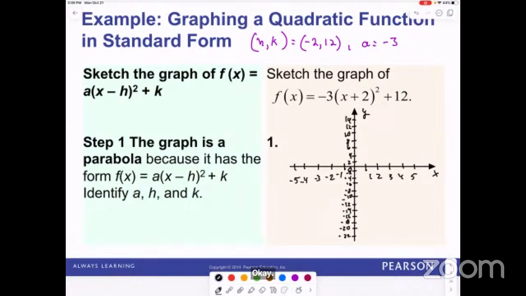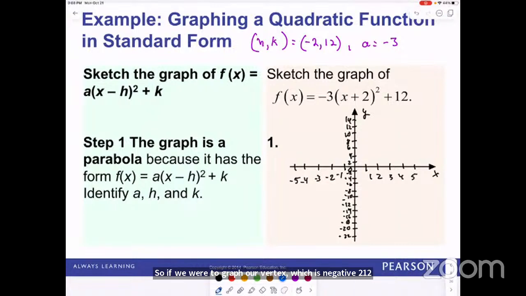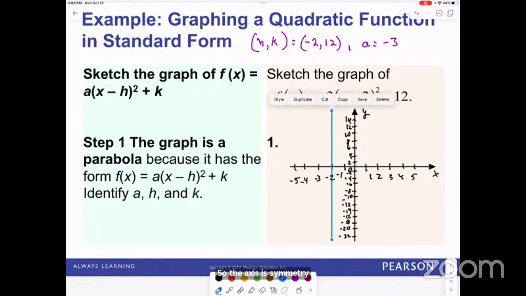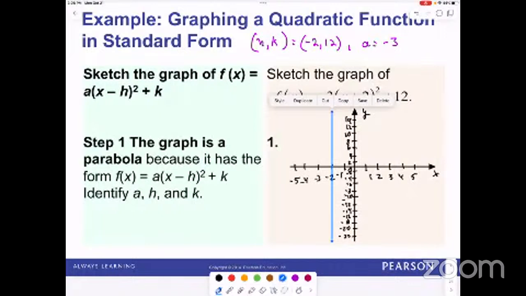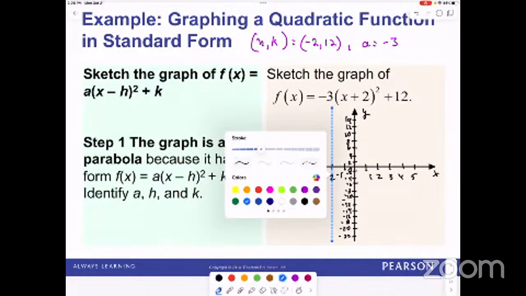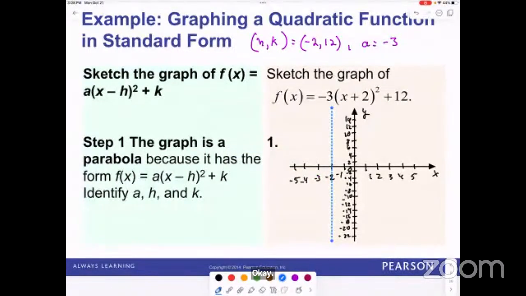So if we were to graph our vertex, which is negative 2, 12, let me actually start with the axis of symmetry. So the axis of symmetry of the parabola is going to be the x coordinate of our vertex. Again, this is x equals negative 2. So then we have a point at negative 2, 12, which is here.